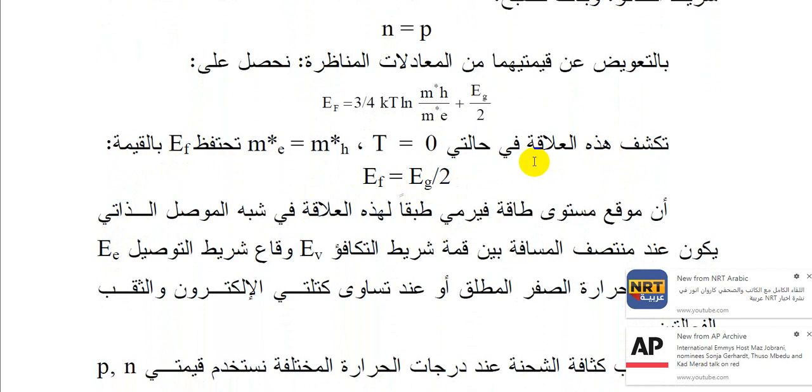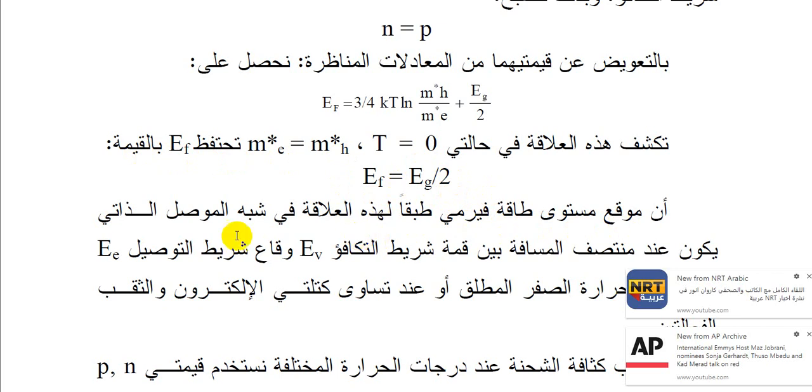This relationship reveals, in the case of the effective mass of the electron charge and the effective mass of the hole charge, that E_F will maintain the value of E_F equals Eg over 2, with Eg in the numerator as well as the 2 in the denominator.